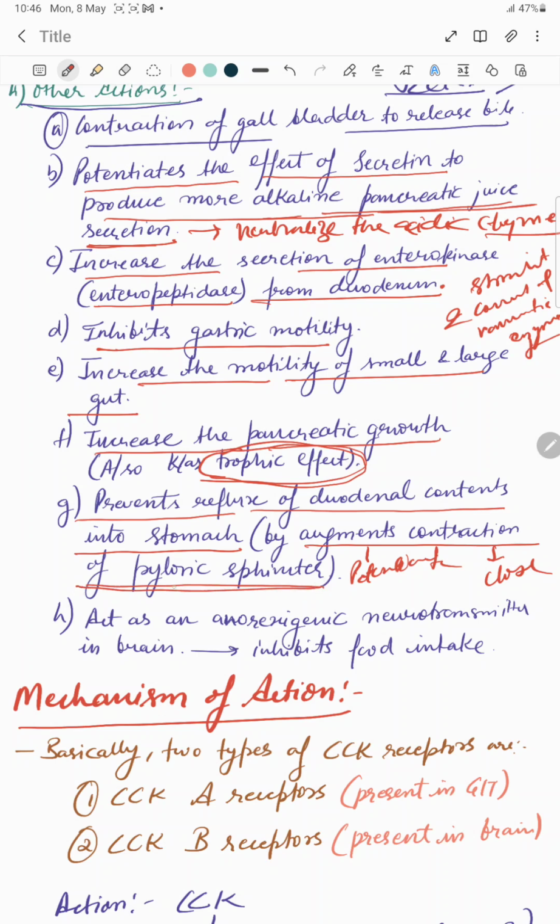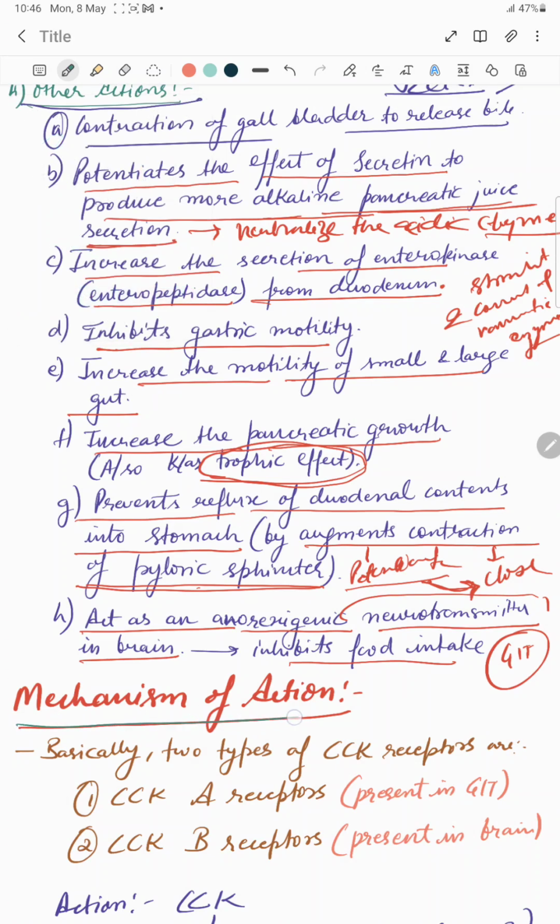So what does it do? It potentiates the action of the pyloric sphincter to remain closed, and that's why it prevents reflux of the duodenal content into the stomach. It acts as an anorexigenic neurotransmitter in the brain, and finally inhibits food intake, because food is already present in the GI tract. So it decreases or inhibits the orexigenic neurotransmitter, which is basically a neurotransmitter that stimulates the feeding center.